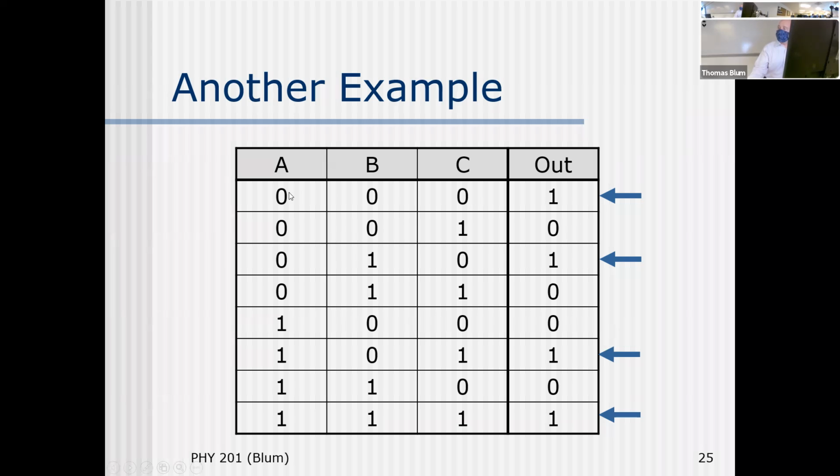Because you're trying to make a 1. If you put all 1s into an AND gate, you get a 1. So you're trying to make 1s. So when you see a 0, you prime it. A prime, B prime, C prime. What's this guy? A prime, B, C prime. What's this guy? A, B prime, C. What's this guy down here? A, B, C.